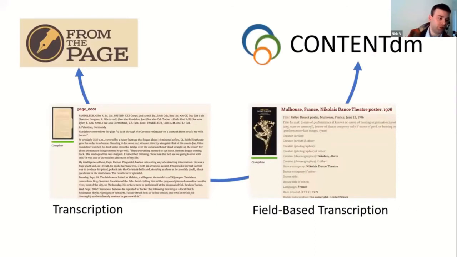So Ohio University Libraries Digital Initiatives Department digitizes our unique archival materials and posts them to the web via OCLC's ContentDM digital collection management system. During the pandemic, we've been using From the Page to both transcribe documents as well as gather field-based metadata on digitized collections, including TIFFs of dance posters and PDFs of D-Day veterans' reminiscences.